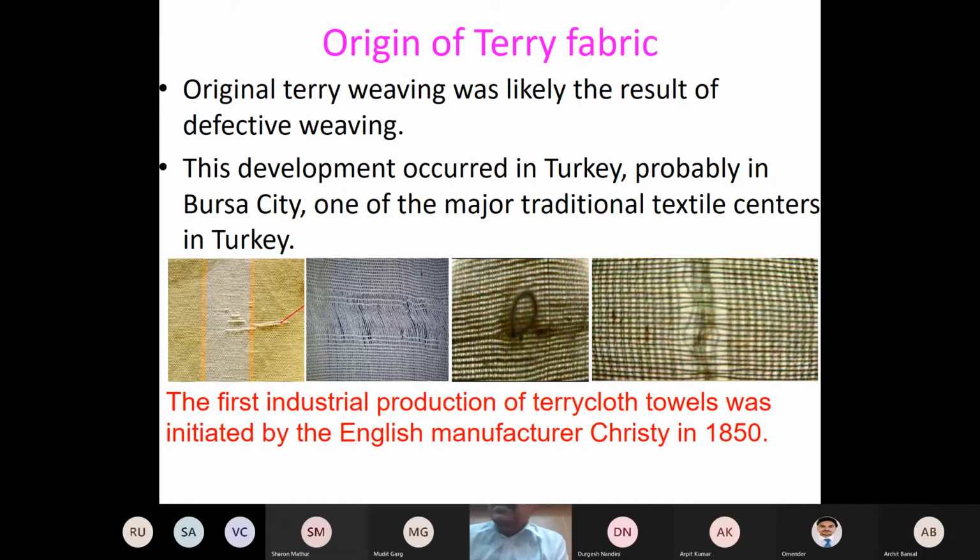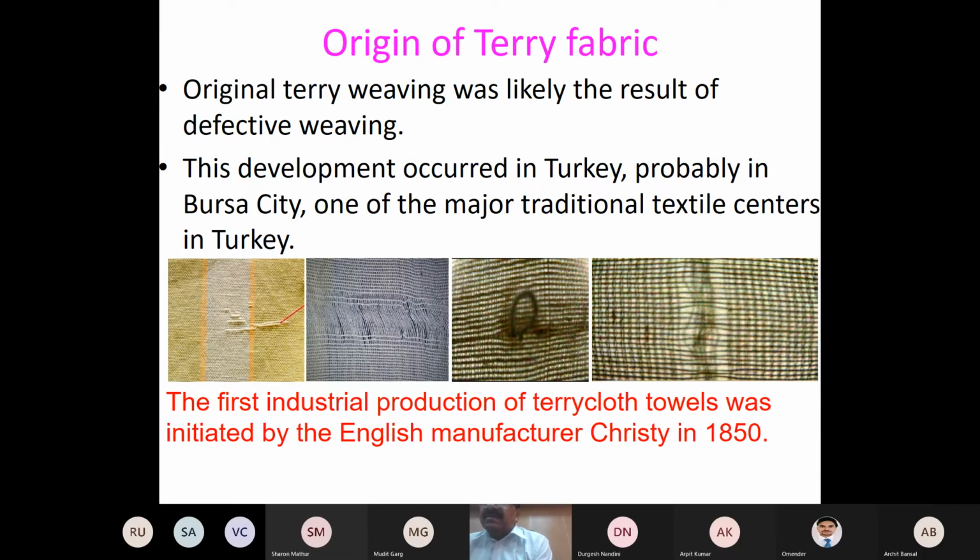What is the origin of these terry fabric? Terry fabric was first developed in Turkey. You can see some of the figures here. These are nothing but defective cloth. During weaving, a defective fabric is produced due to many reasons. Loose warp, loose weft, missing yarn, cut ends, so many you can see here.